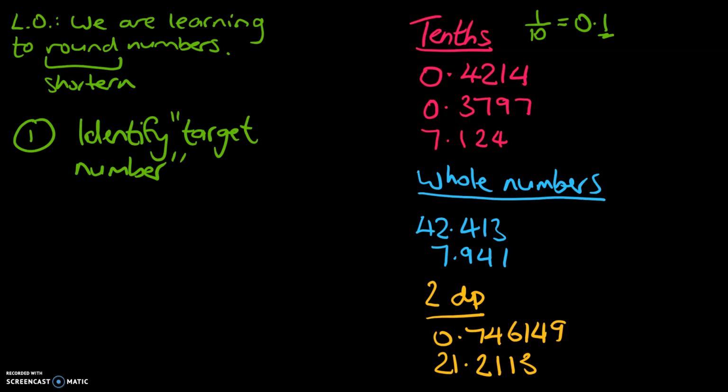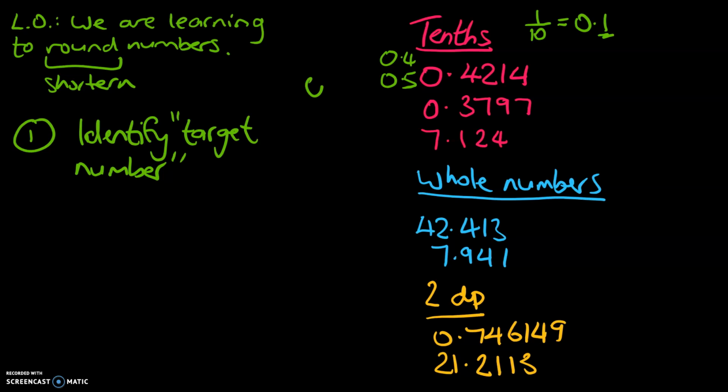We've got 0.4214, and just looking at that number, I know that number sits between 0.4 and 0.5. And we've now got to decide, are we going to round that number down and lose the 2, 1 and 4 part, or are we going to round that number up to 0.5? So we need to figure out which number 0.4214 is closer to, 0.4 or 0.5.